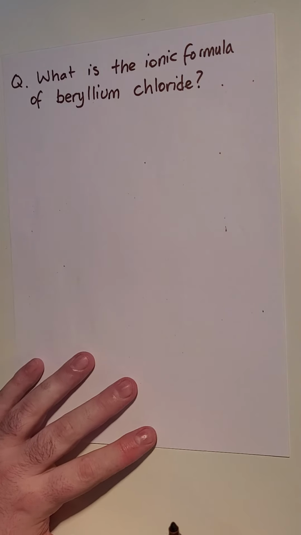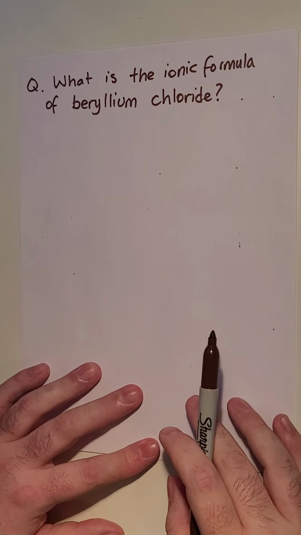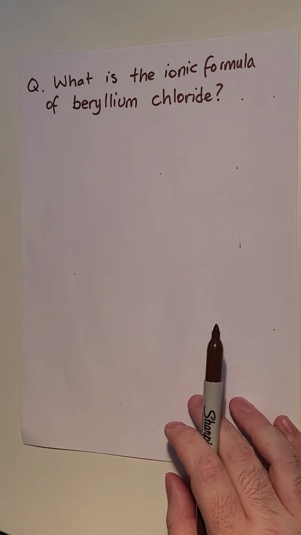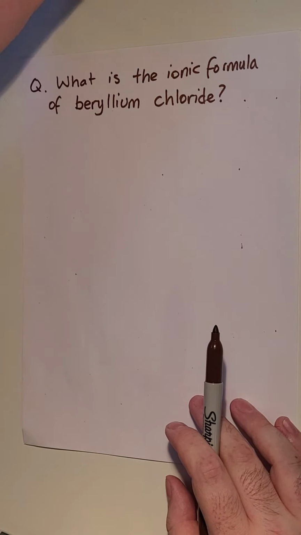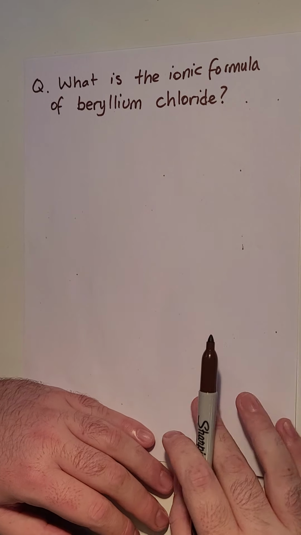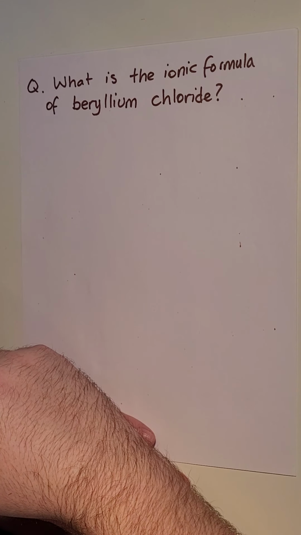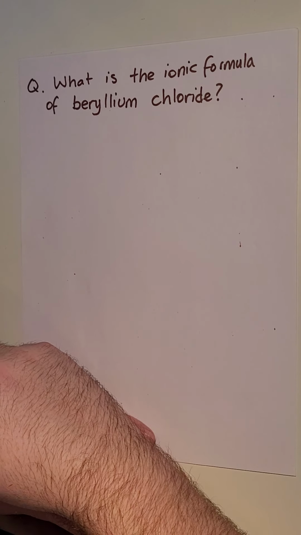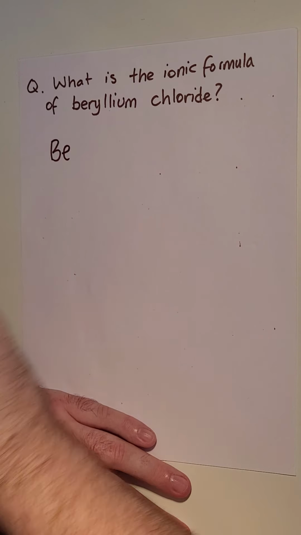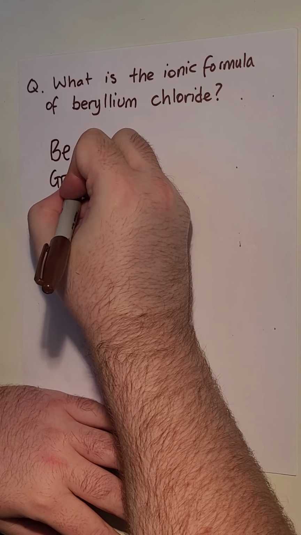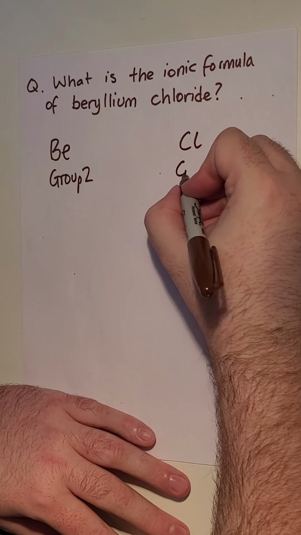So what can we do with these? One question we may get asked is to work out the ionic formula of a compound. Remember that an ionic compound will be a compound that is a metal and a non-metal. For example, I've got here beryllium chloride. We would have ionic bonding in this compound. The first thing we need to do is to find the symbols for these two elements and also find out what group they're in. For beryllium, its symbol is Be, and it's in group 2. We've also got chlorine, Cl, and it's in group 7.